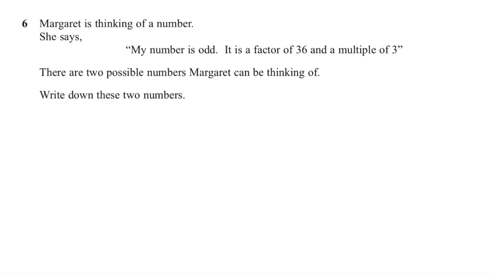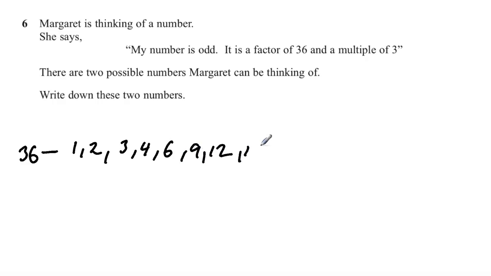Question 6. Margaret is thinking of a number. She says, my number is odd. It is a factor of 36 and a multiple of 3. There are two possible numbers Margaret can be thinking of. Write these two numbers down. So first of all, let me just write the factors of 36. So the factors of 36 are 1, 2, 3, 4, 6, 9, 12, 18, and 36.